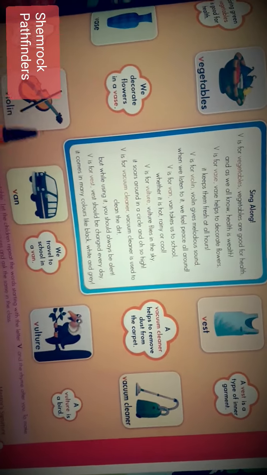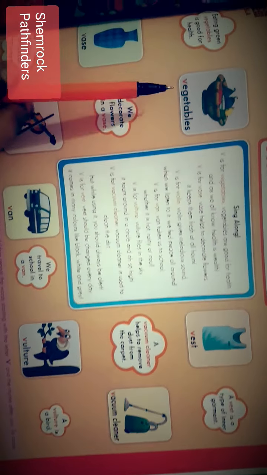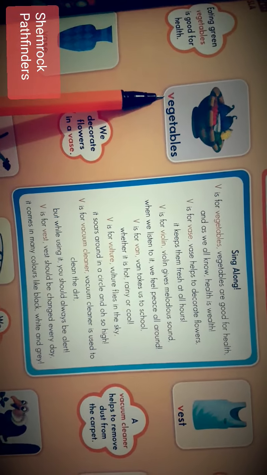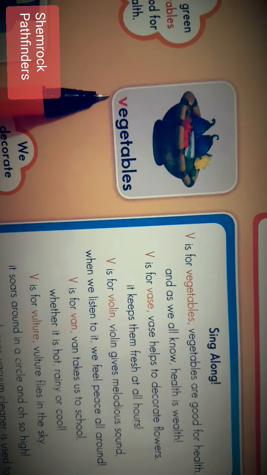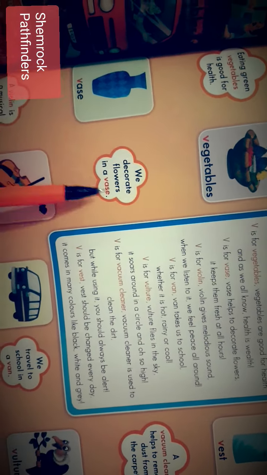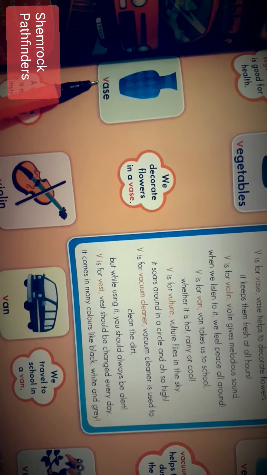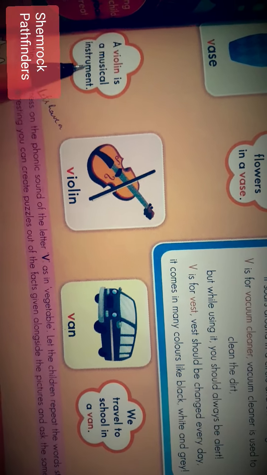Okay, students, let's have a phonic sound of the letter V. V says V. This is a small V. V for vegetables. Eating green vegetables is good for health. V for vase. We decorate flowers in a vase. V for violin. A violin is a musical instrument.